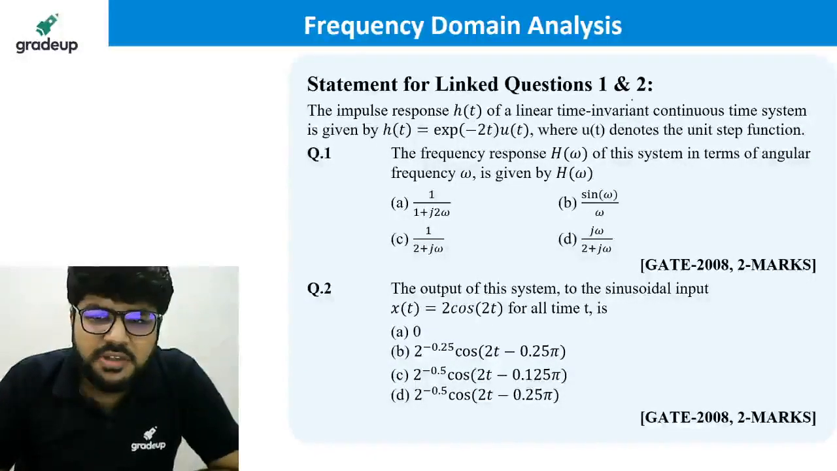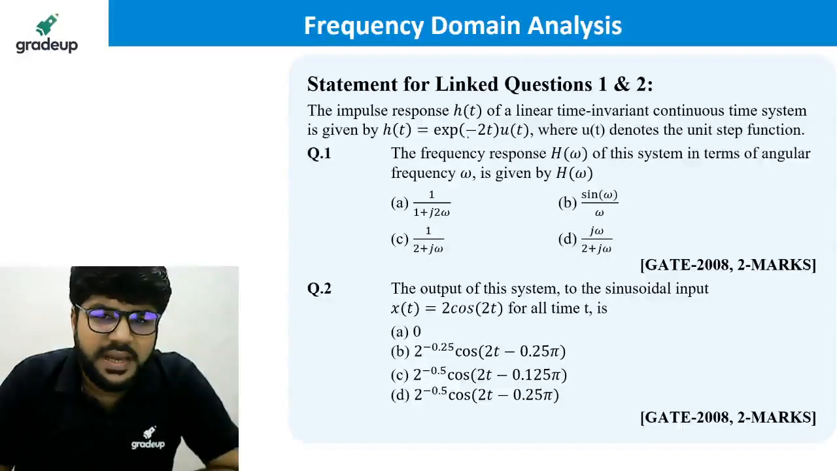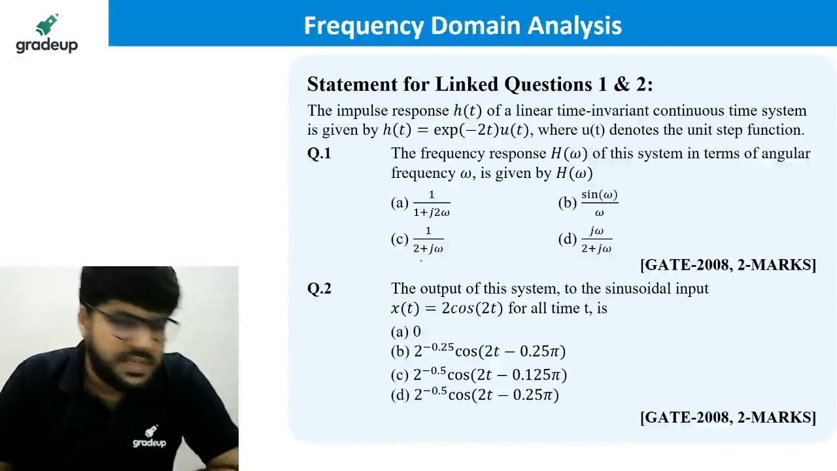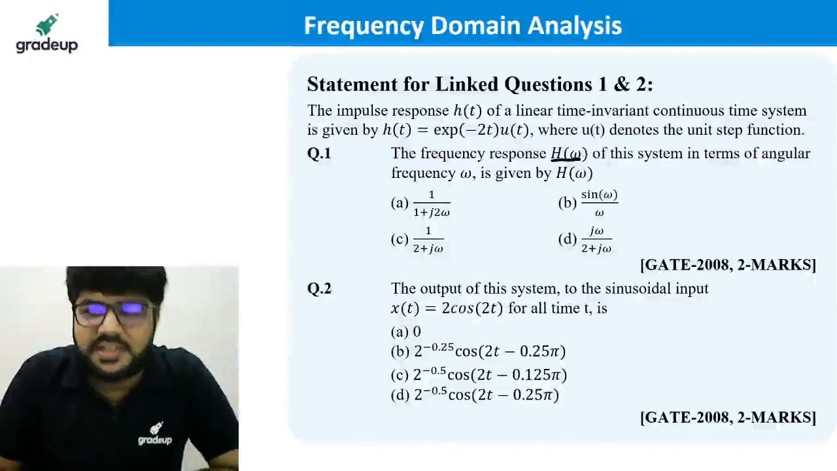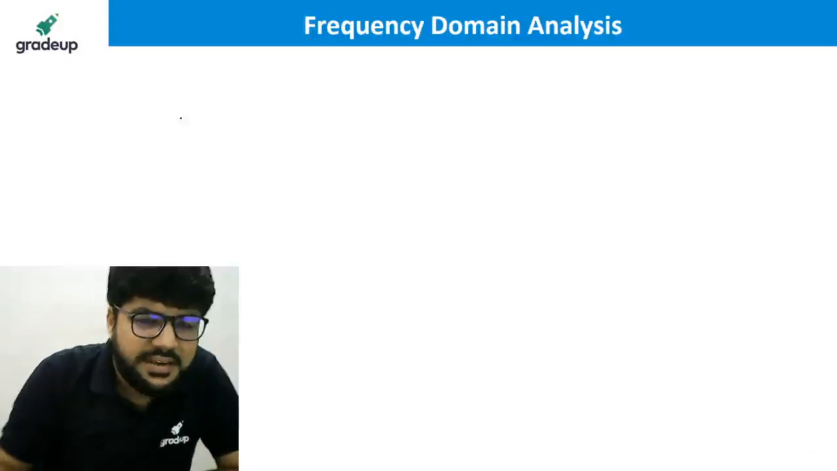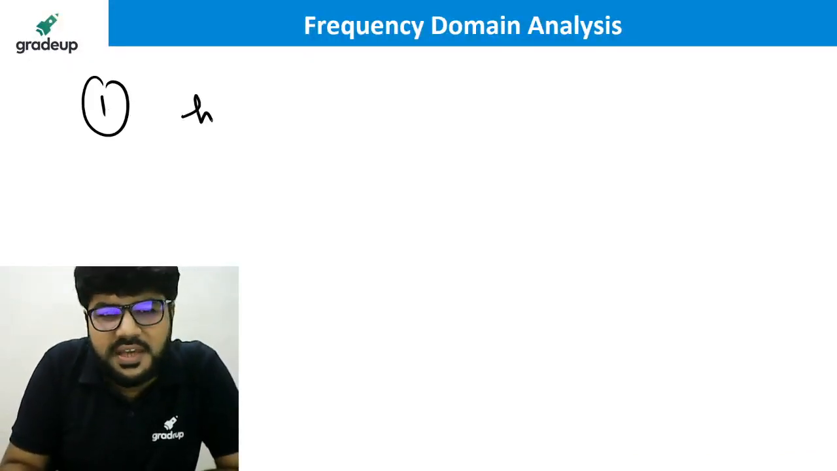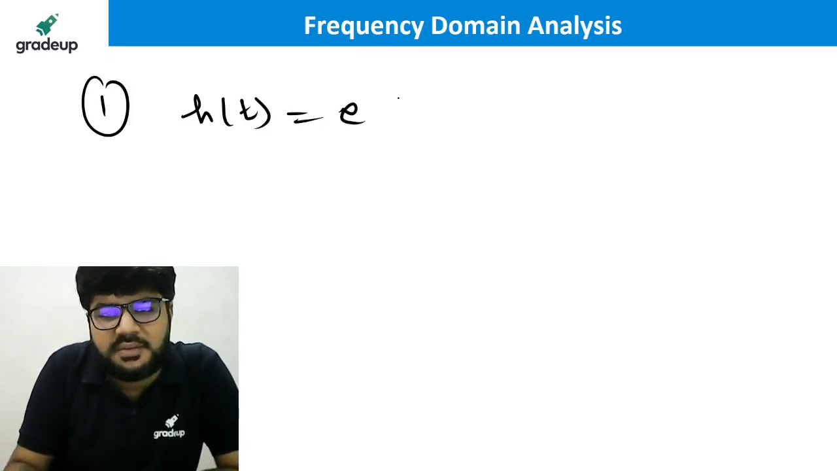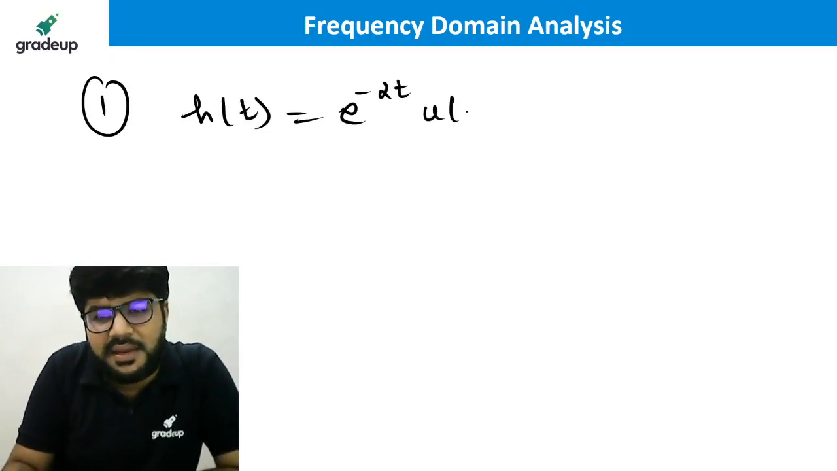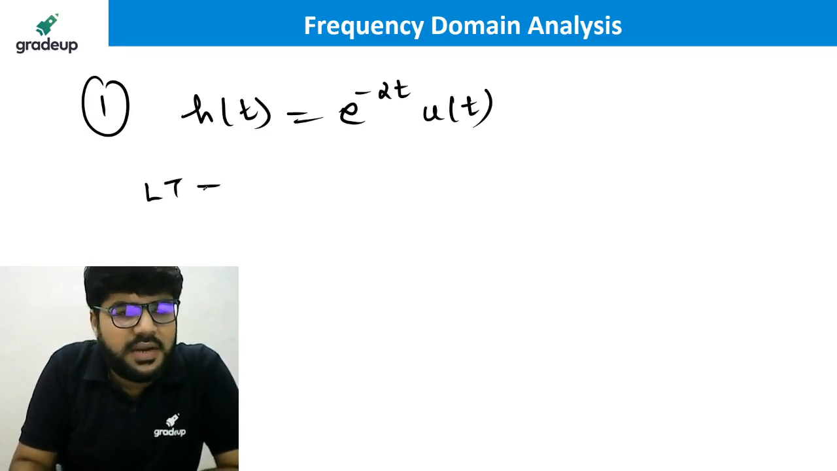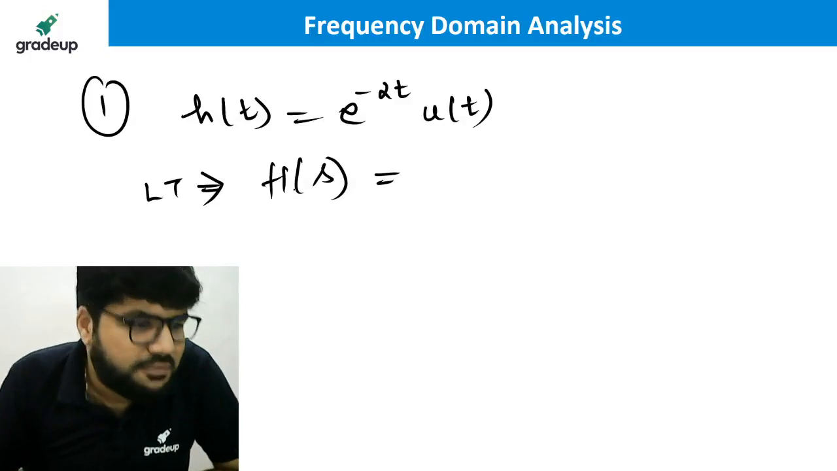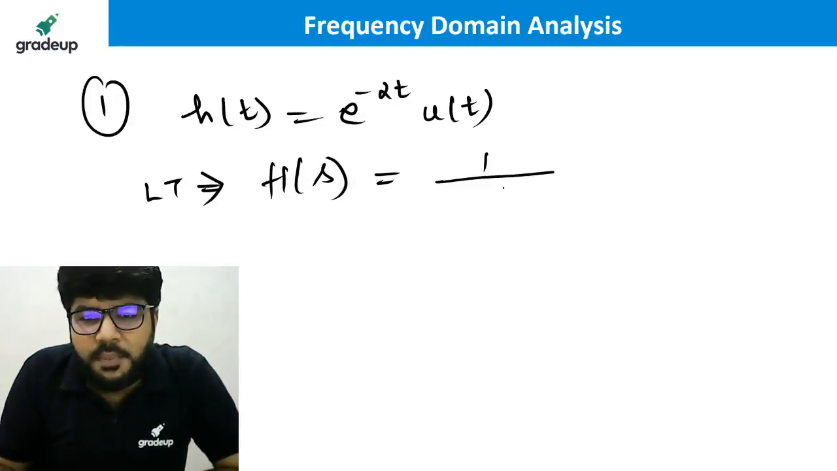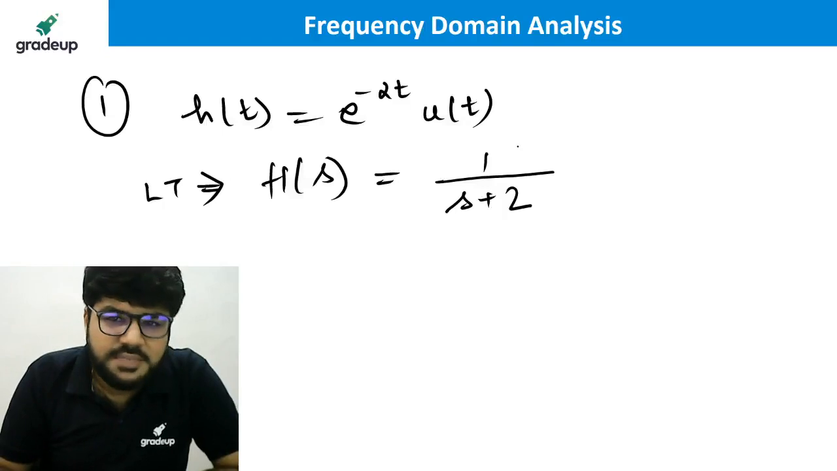The impulse response of a linear time invariant continuous time system is given by h(t) = e^(-2t) u(t), where u(t) is the unit step signal. First of all, what is the frequency response of the system? First I will tell you what is given. Can you write down its Laplace transform? Yes, you already know the Laplace formulas I have told already. Laplace is 1 upon s plus a, so 1 upon s plus 2.